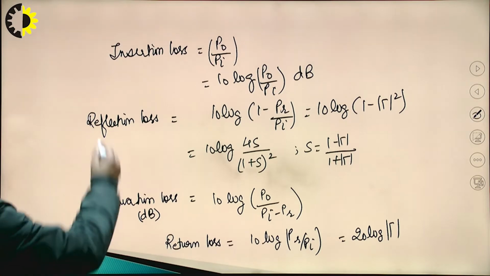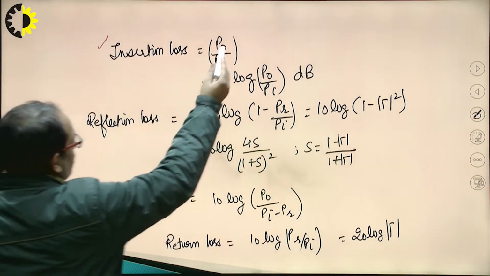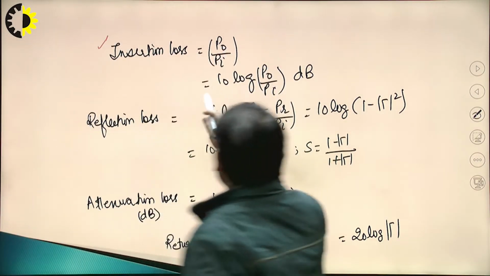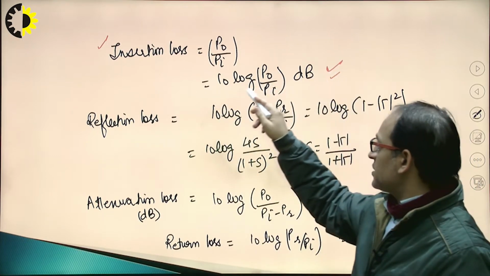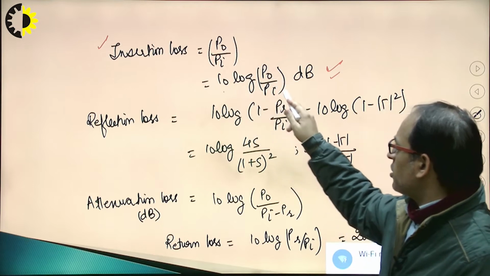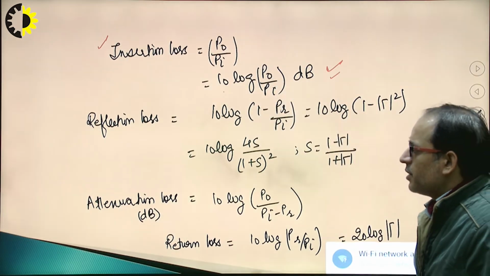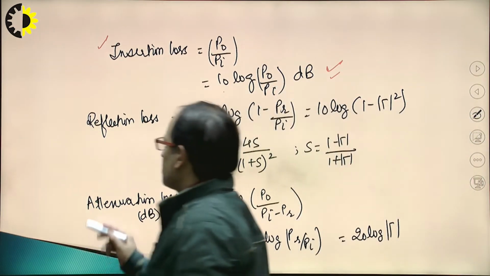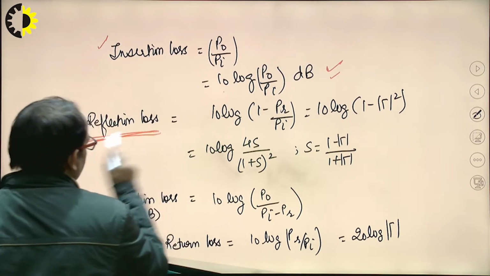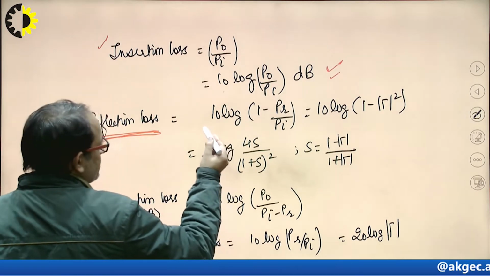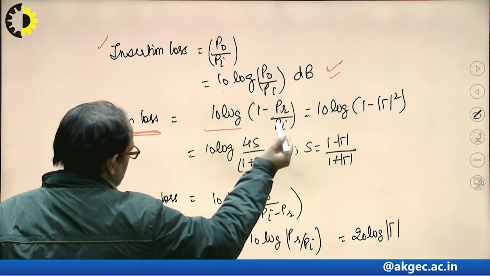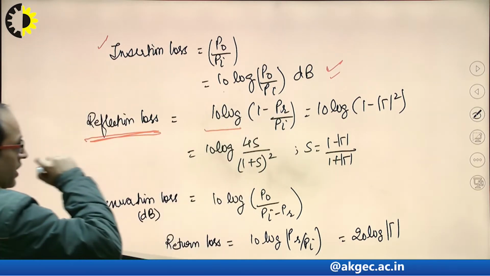Now see, the actual insertion loss is equal to P naught by Pi, and if I want to calculate it in decibel, that is 10 log of P naught upon Pi dB. Now what is reflection loss? Reflection loss is how much power is reflected back. That is 10 log of 1 minus PR upon Pi.